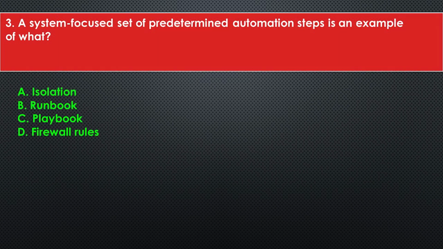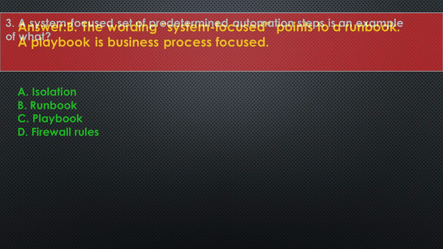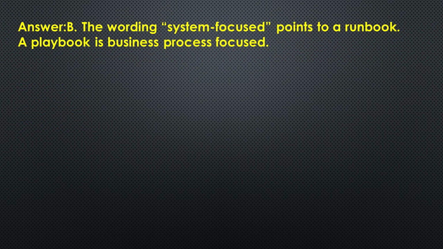3. A system-focused set of predetermined automation steps is an example of what? A. Isolation. B. Runbook. C. Playbook. D. Firewall rules. Answer B. The wording system-focused points to a runbook. A playbook is business process-focused.